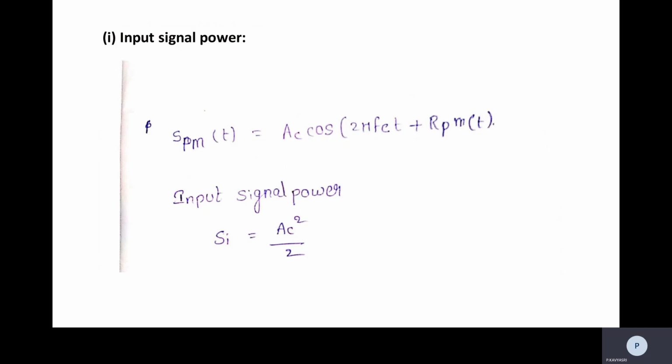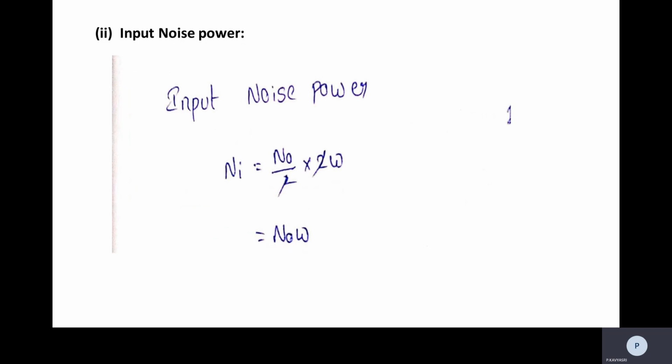So here also we have to calculate the 4 parameters: input signal power, input noise power, output signal power, output noise power. To calculate the input signal power, SPM of T is equal to AC cos of 2 pi FCT plus RPM of T. So input signal power means amplitude square by 2. Here the amplitude is AC, so I'm writing it as AC square by 2, which is amplitude square by 2. That is the input signal power.